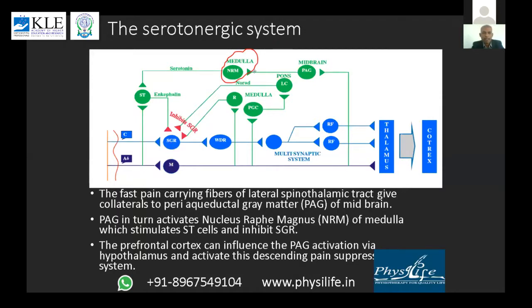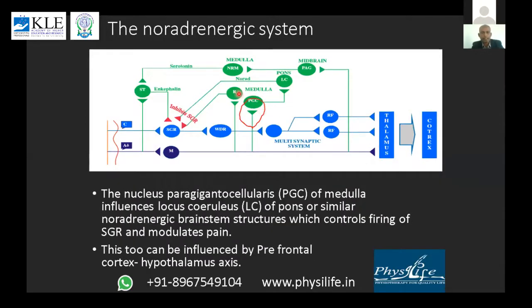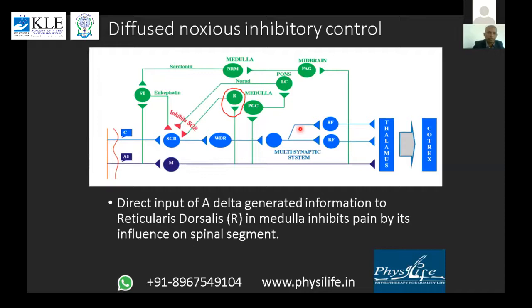Nucleus raphe magnus can be stimulated via A delta stimulation, and then the nucleus paragigantocellularis of the medulla can be stimulated, and then your diffuse noxious inhibitory control, reticularis dorsalis, can be stimulated. So at the end you get an enkephalinergic pathway, a noradrenergic pathway, a serotonergic pathway, as well as a cluster of other nuclei. All of them are dependent upon strong A delta stimulus that promotes analgesia. So all these are an adjunct of needle manipulation, not the primary purpose of needle manipulation, but as an adjunct they will help.